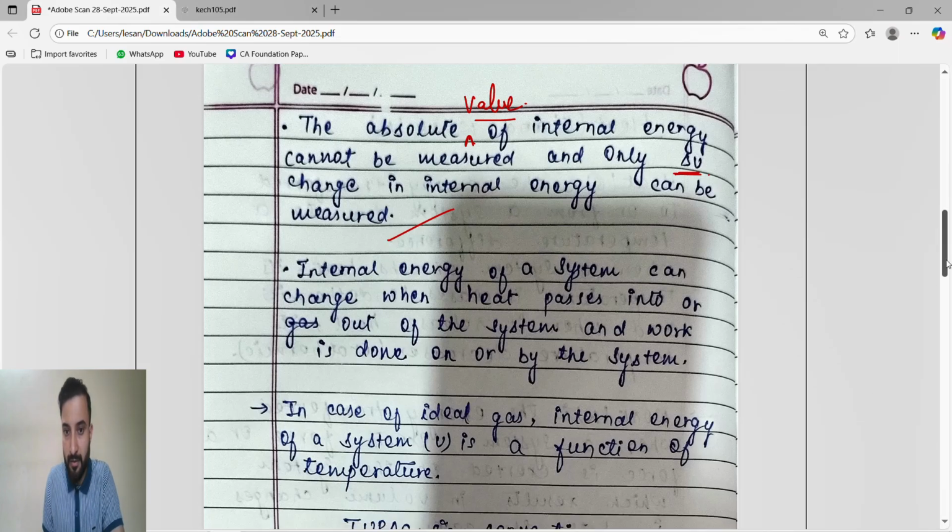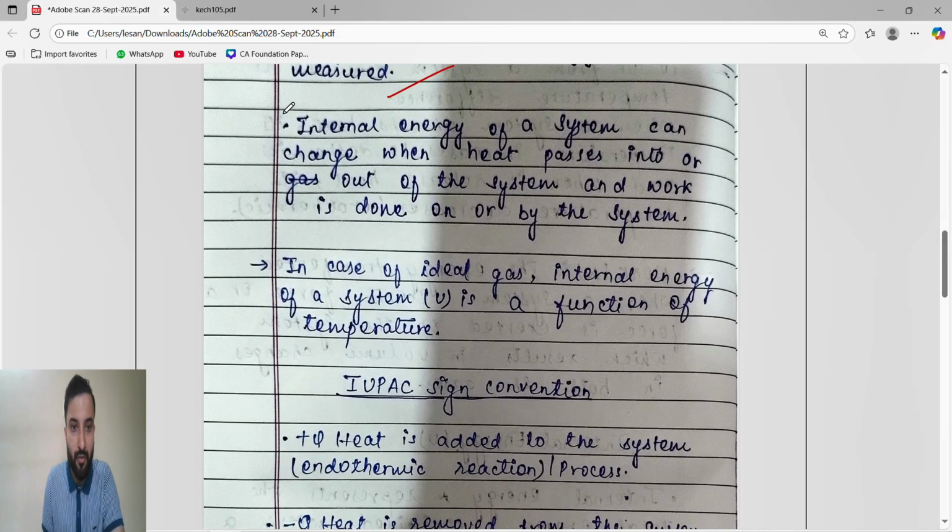The next point you have to write is that the internal energy of a system can change. So that's why we have to find the change in internal energy, not the absolute value. Internal energy of a system can change when heat passes into the system or out of the system, and work is done on the system or by the system. These are the ways the internal energy can be changed.